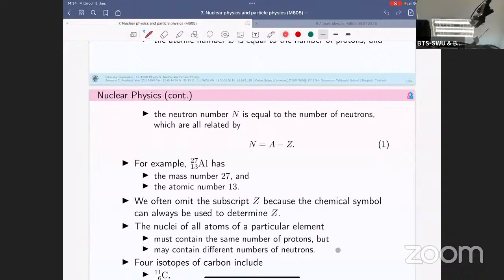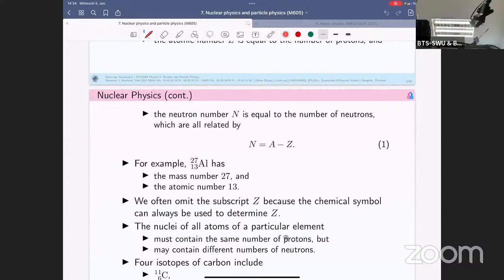Any element has a unique value of proton number, the Z value. Once you change the Z number, you have a different element. But for the same element, when the number of neutrons changes, we still have the same element, but it's a different isotope. That is the meaning of different isotope.